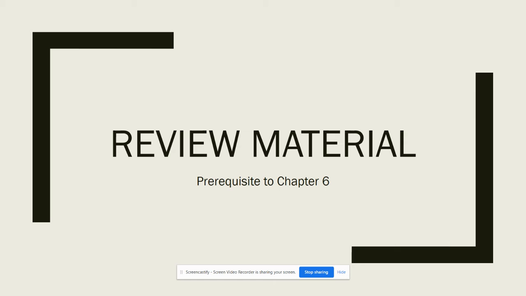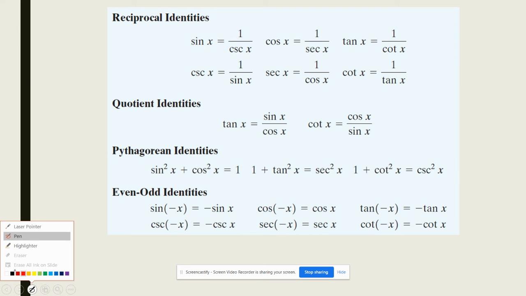Hi, today we are going to continue doing some review material that will help us when we begin chapter 6. And so, like I had mentioned yesterday, today we are really going to review some of these trig identities that we were talking about in chapter 5. So here I've got a whole bunch of the trig identities that we have looked at in the past.